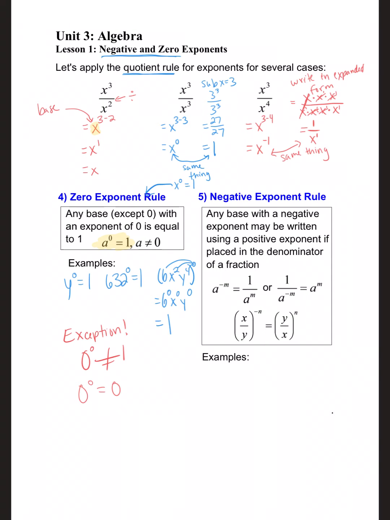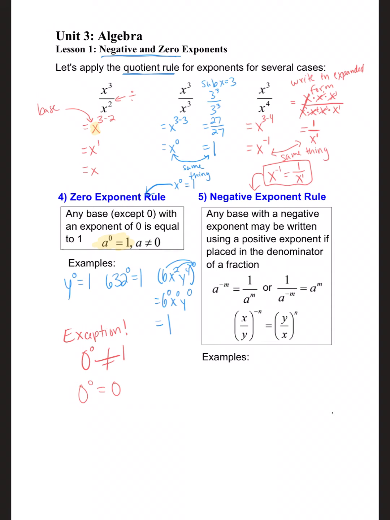So x to the power of negative 1 is equal to 1 over x to the power of positive 1. So the rule here is basically saying, which I'm going to circle, that any base with a negative exponent may be written using a positive exponent and placed in the denominator of a fraction. So basically, if we flip the base, then the exponent is turned positive.